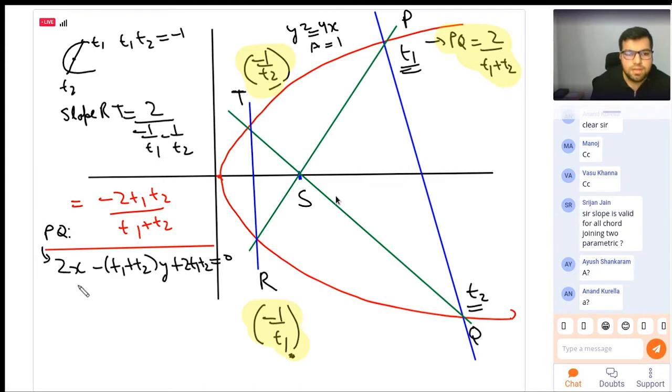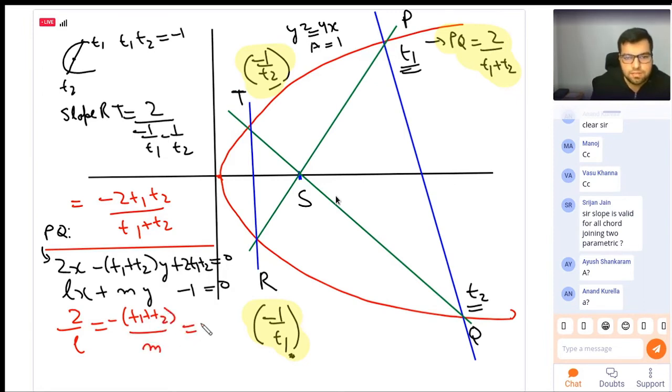But this equation is given to us as Lx plus My is equal to 1. So this is Lx plus My minus 1 equals 0. This I found out using T1, T2, and this is given. These both are the same equations. Since these both are the same equations, I will equate the coefficients. So this will become 2 by L equals minus of T1 plus T2 by M equals minus 2 T1 T2.